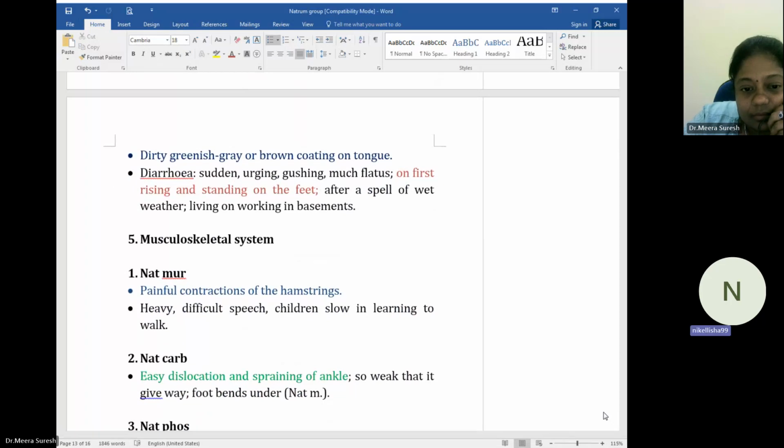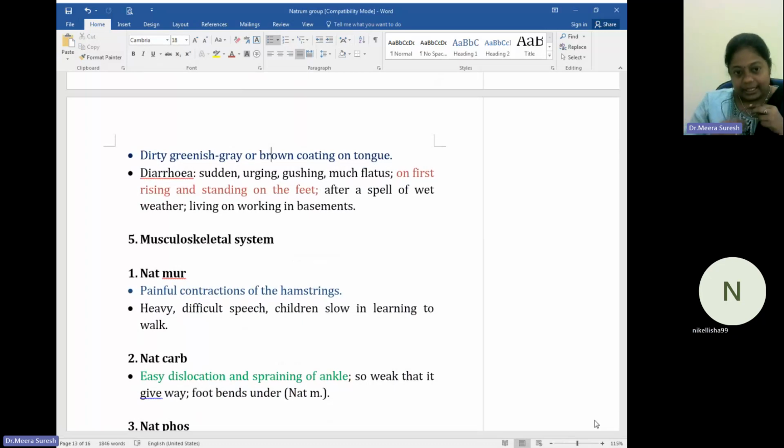Oh, what do you mean? That sentence is important. On why first, because they have diarrhea, they have to rush to the toilet right when they wake up, I guess. Yeah, I agree. That is what it says: on first rising and standing on the feet.